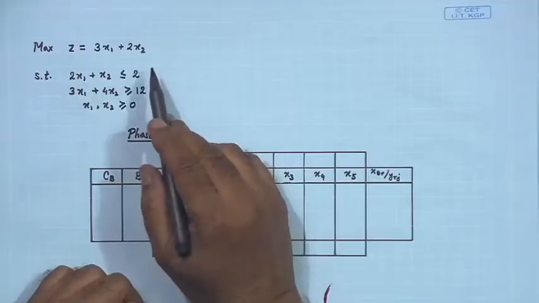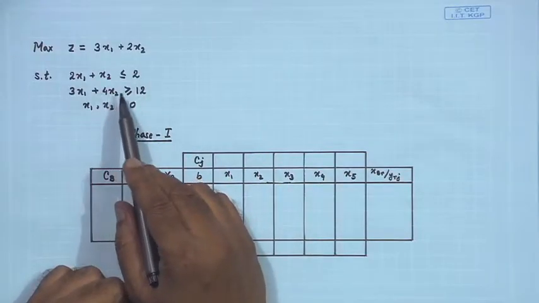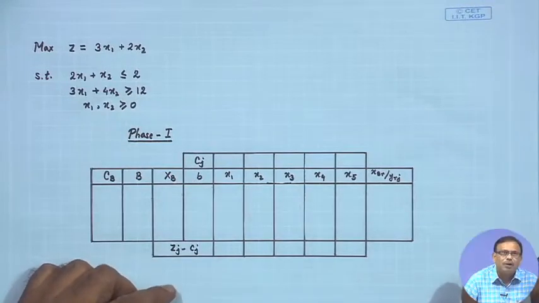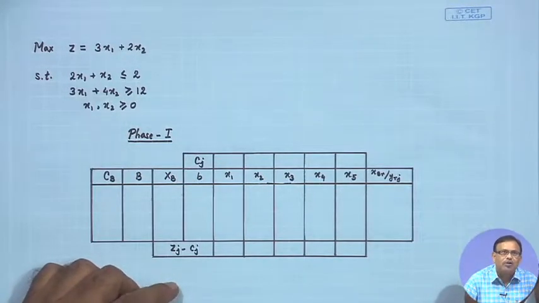Now, let us take up another example of a different type. Please see this one. Maximize z equals 3x1 plus 2x2 subject to 2x1 plus x2 less than or equal to 12, 3x1 plus 4x2 greater than or equal to 12, and x1, x2 greater than or equal to 0. I have to convert this into standard form first by using the slack variable, surplus variable and artificial variable, since you have one less than or equal to type constraint and another one greater than or equal to type constraint.